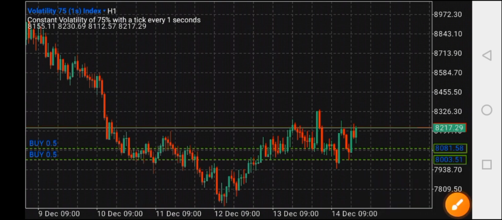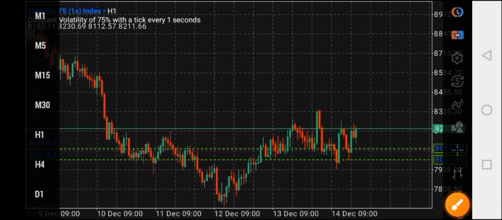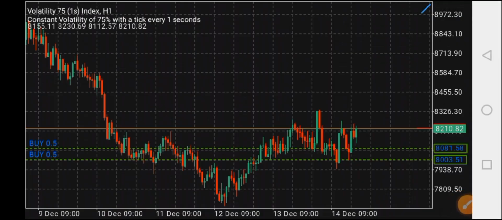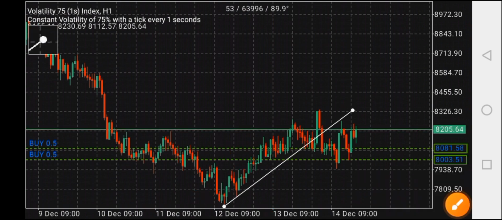So I went to the dual time frame. When I saw that price gave us a wick here, went up and came down, I went to my trend line tool and plotted my trend line here. Now if we look closely, you can see the price hits my trend line here. It also hits my trend line here. So I waited for the third hit to my trend line before I would know what the reaction would look like.